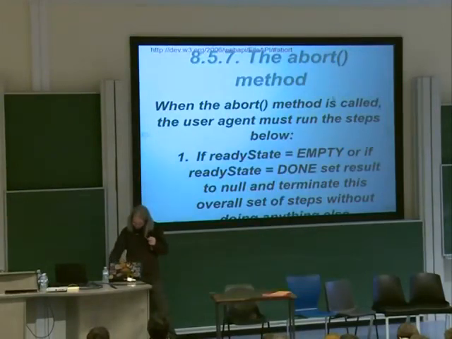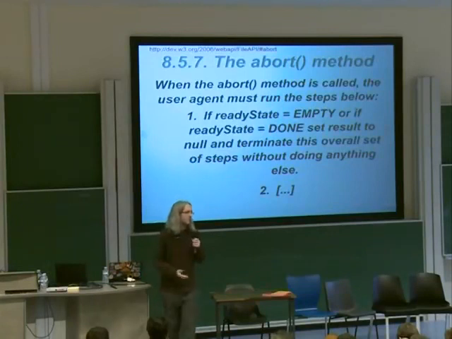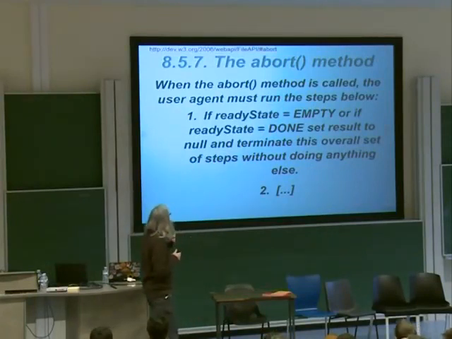Okay, this is a little hard to read. So then we find the right version of the spec, and we find the bit about the abort method, and it says, when the abort method is called, the user agent must run the steps below. If ready state equals empty, or if ready state equals done, set result to null and terminate this overall set of steps without doing anything else.